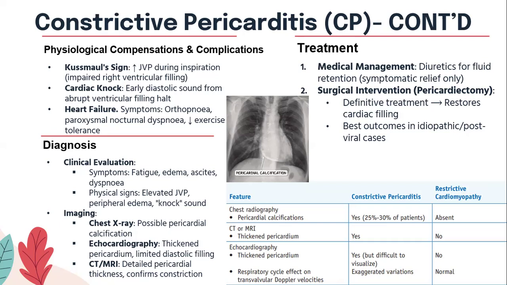And surgical intervention is the definitive treatment of constrictive pericarditis. The surgical removal of the pericardium allows for the restoration of normal cardiac filling dynamics. Okay, so the best outcomes are in the idiopathic or post-viral cases.